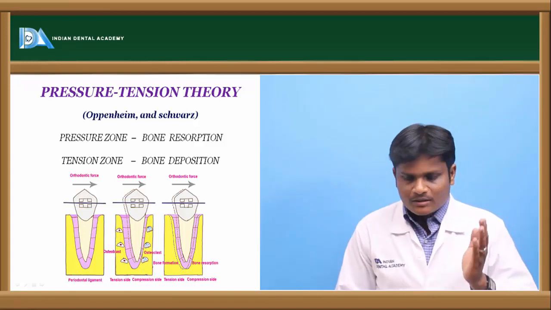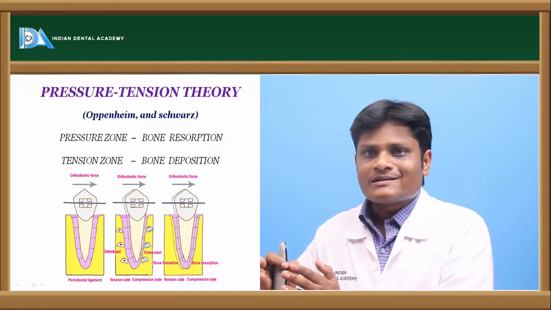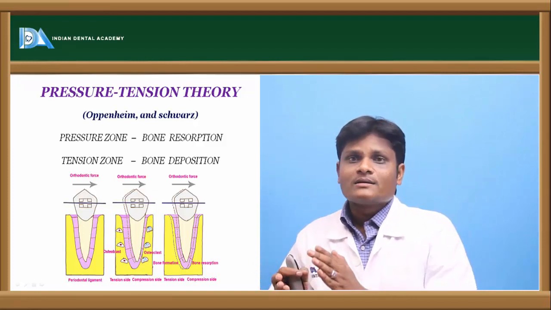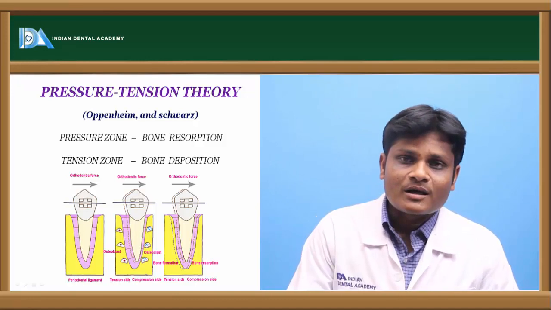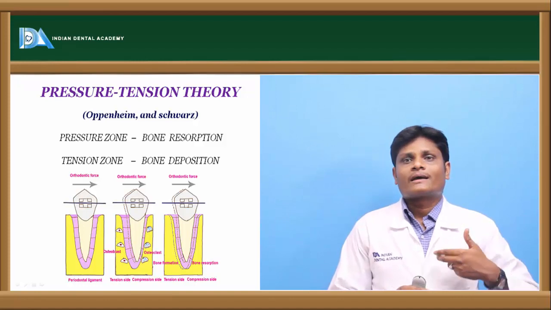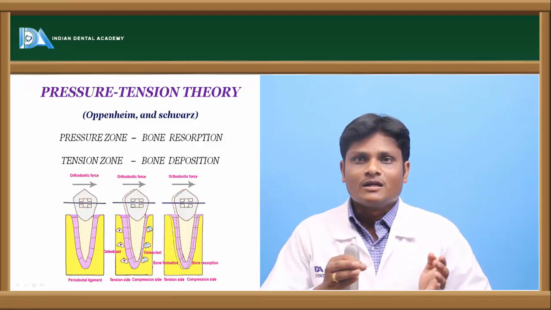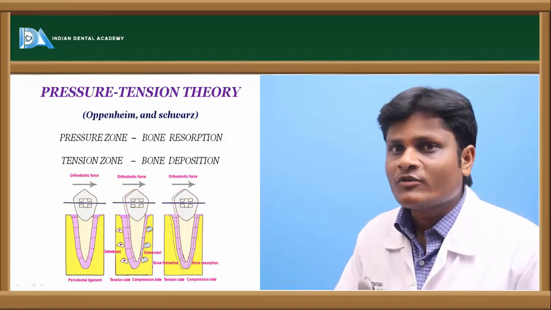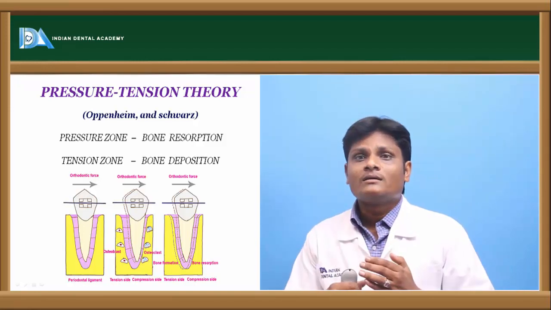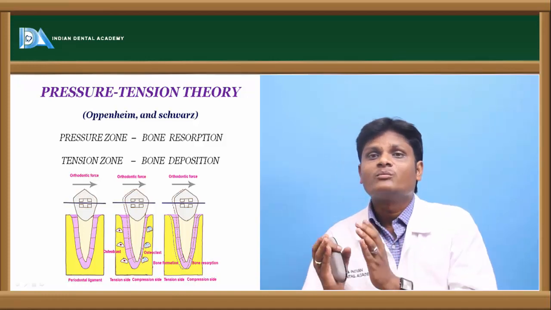That means the pressure tension theory says that due to orthodontic force, areas of pressure are generated on the side towards which the tooth is moving, whereas on the opposite side in the periodontal ligament there are areas of tension created, and thereby a cascade of biochemical reactions occur leading to resorption of the bone on the pressure side and deposition of the bone on the tension side, because of which the tooth will ultimately move and the socket will get remodeled to hold the tooth in a newly moved position.